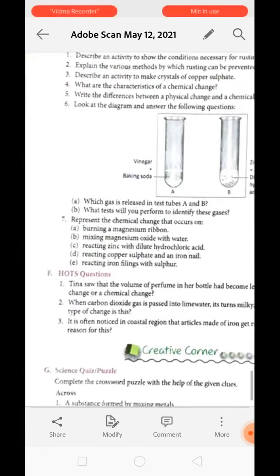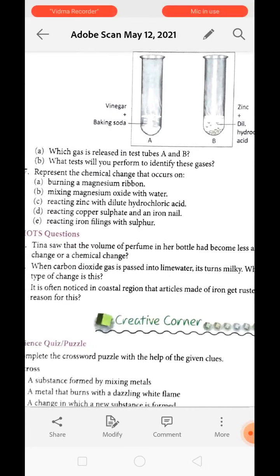Now next question, first question of HOTS. Tina saw the volume of her perfume in the bottle has become less after a few days. Is it a physical or chemical change? It is a physical change. Why? Because the perfume has just left the space of the bottle and expanded in the room. It is just acquiring a larger area instead of a smaller area.